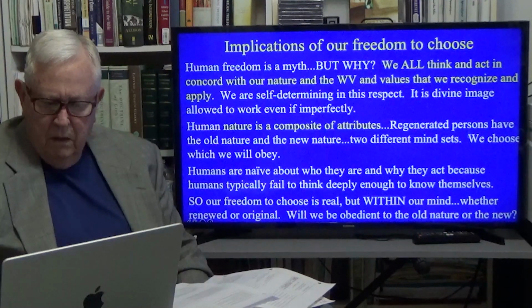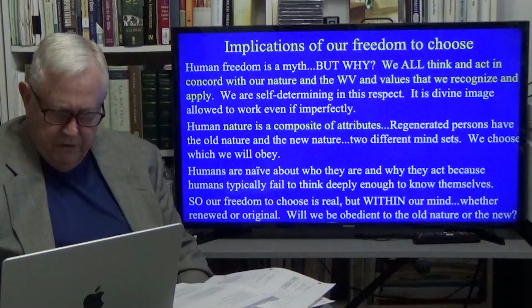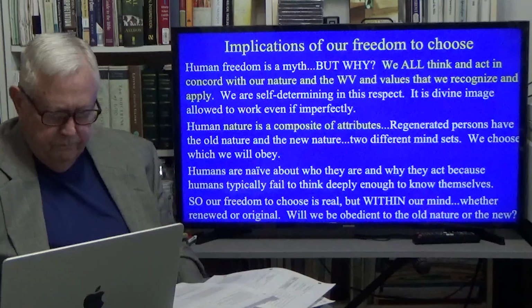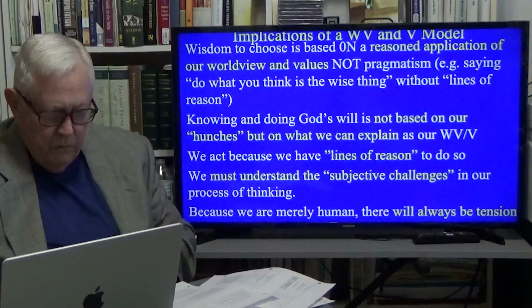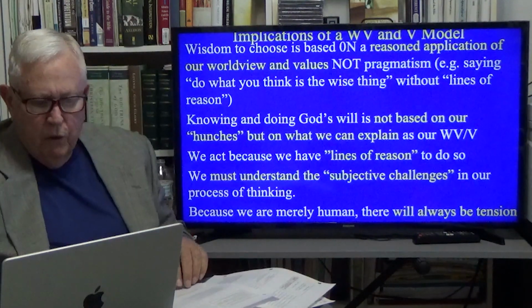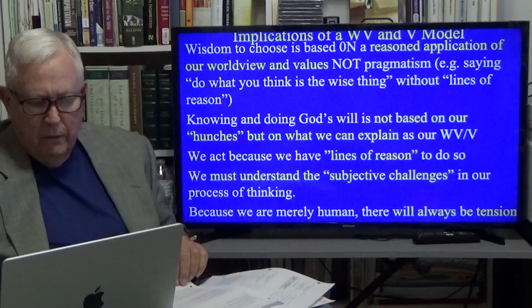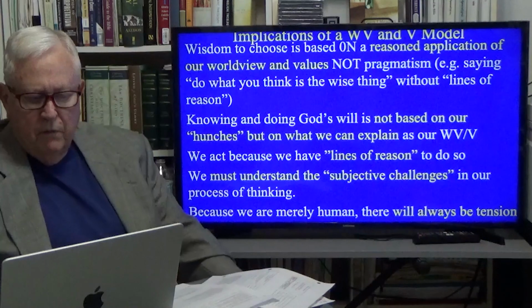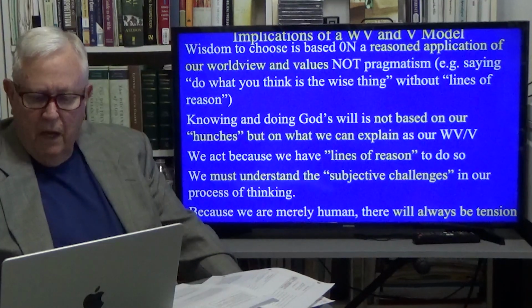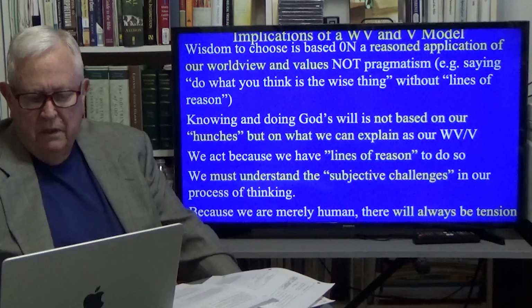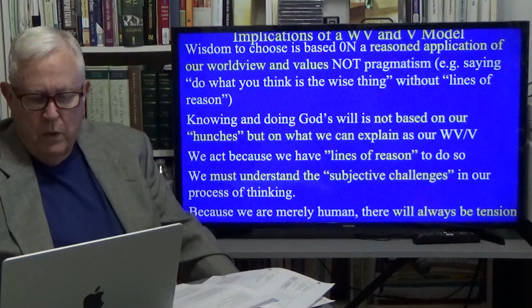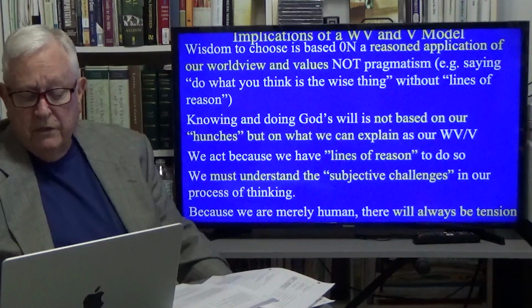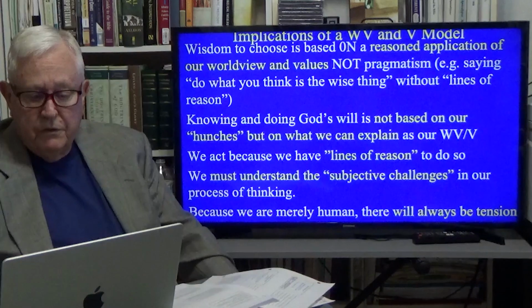Okay, moving on to the next slide. Implications of worldview and values model. Wisdom to choose is based on a reasoned application of our worldview and values, not pragmatism. Some people would say, do what you think is the wise thing, without lines of reason. If there are no lines of reason, you have nothing to say.